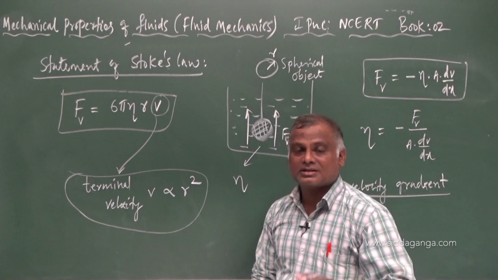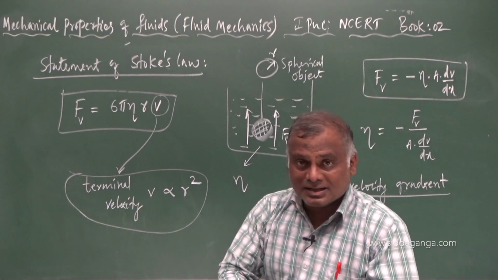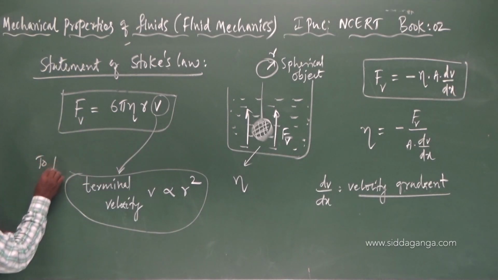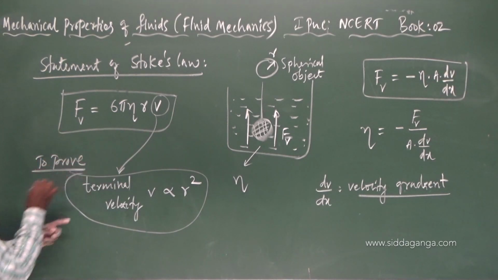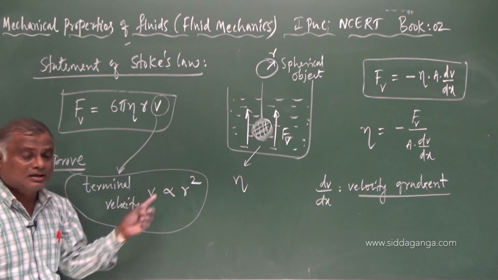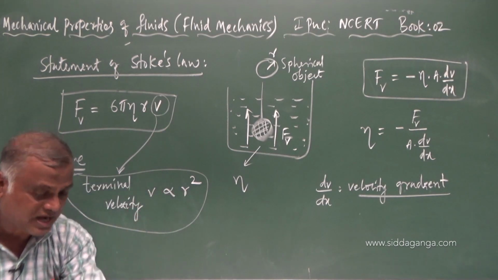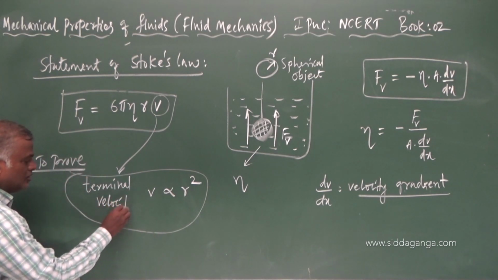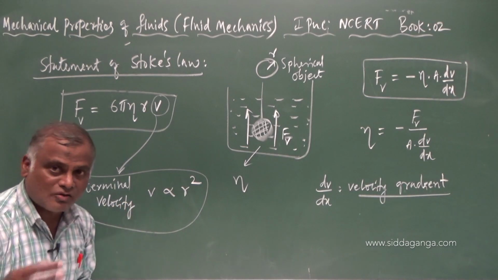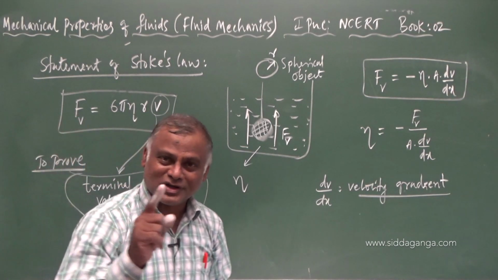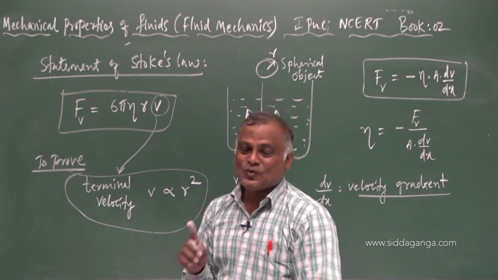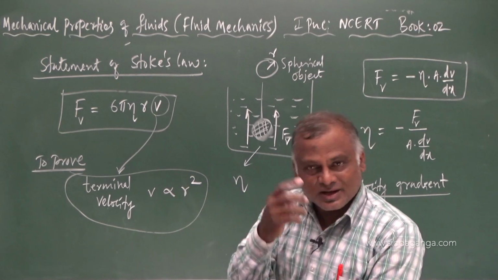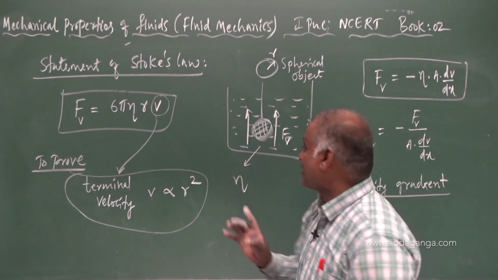Now my dear students, an important small derivation is to prove that the terminal velocity of an object is proportional to the square of the radius. All of you, I think you are taking along with me. I told you, don't watch like a movie, don't watch like a picture. What we write, what we say, you have to take it. I told you in the beginning class.